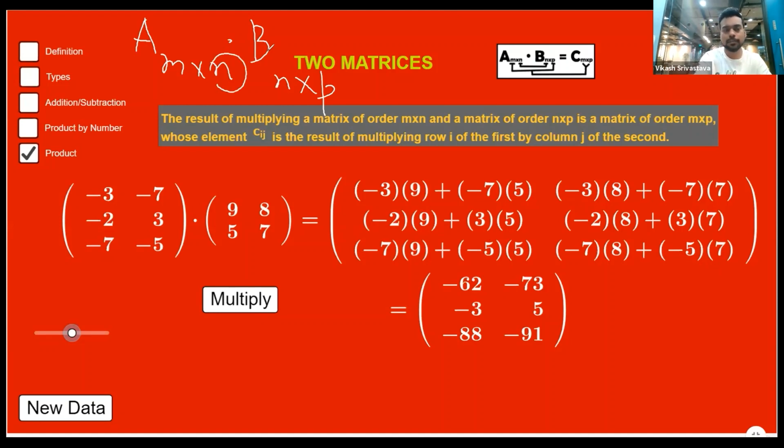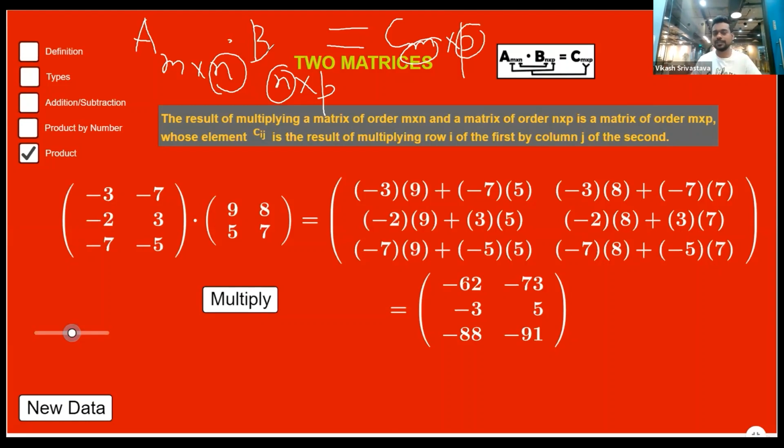Remember in the previous slide we learned that these two matrices are multipliable because this number is equal to this number. So the number of columns in the first matrix must be equal to the number of rows in your second matrix, or the matrix on the right. And what will be the shape of the resultant matrix? The shape of the resultant matrix will be C, m cross p. The number of rows in our resultant matrix will be m, and the number of columns will be p.